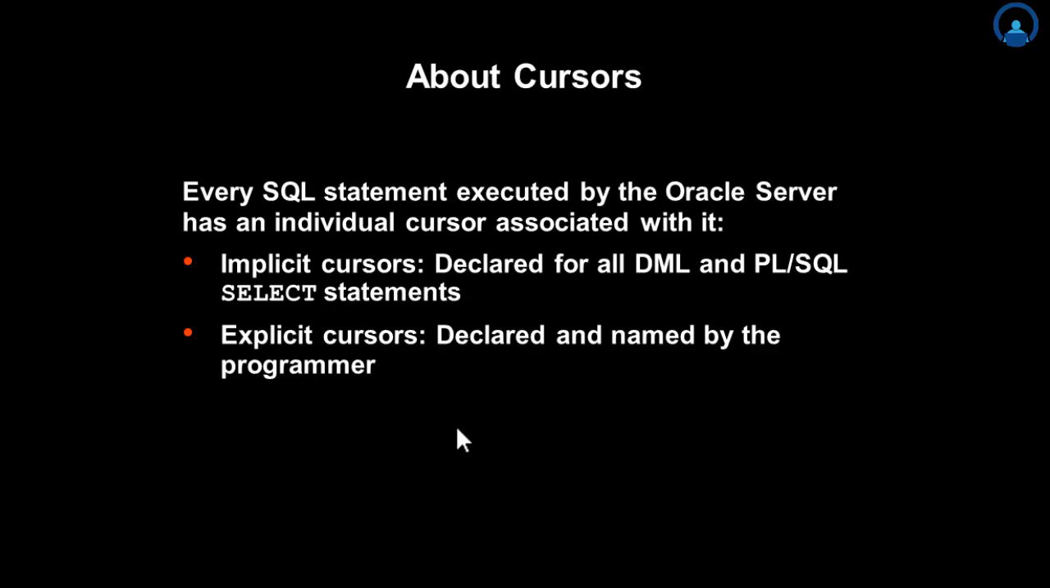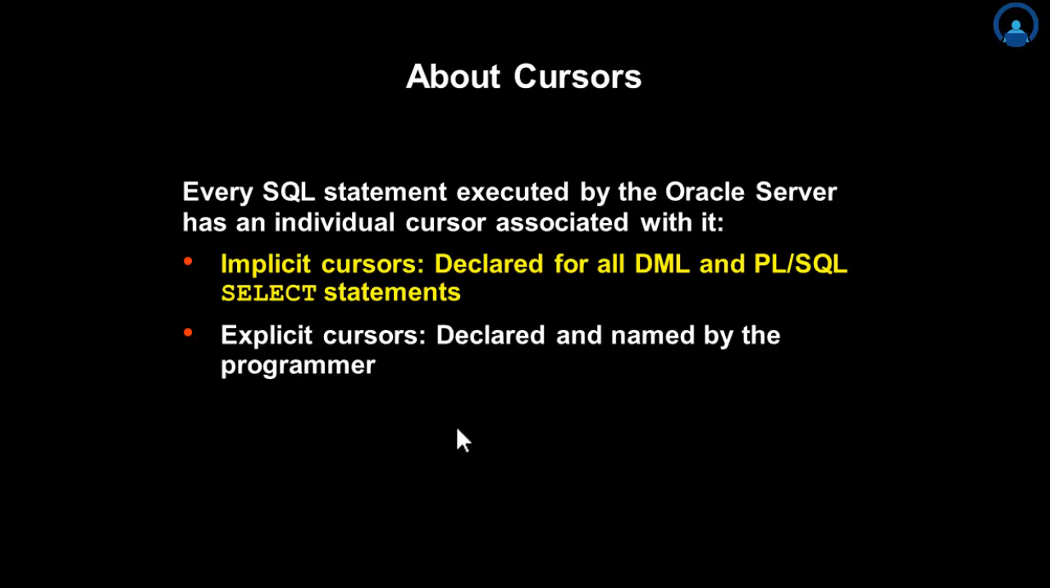Oracle Server uses work areas called private SQL areas to execute SQL statements and to store processing information. You can use PL/SQL cursors to name a private SQL area and access its stored information. Cursors could be of implicit and explicit type.